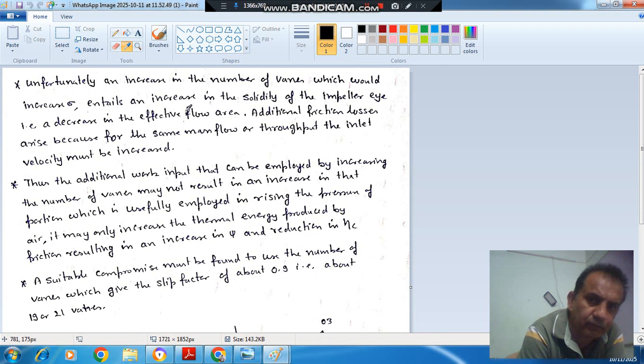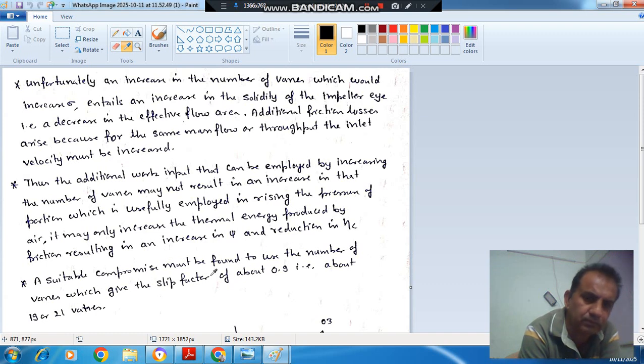Unfortunately, an increase in number of vanes, which would increase this slip factor, entails an increase in solidity of the impeller eye and a decrease in effective flow area. Additional friction losses arise because, for the same mass flow, which is called throughput, the inlet velocity must be increased. Thus, the additional work input that can be employed by increasing the number of vanes may not result in an increase in the portion which is usually employed in raising the pressure of air. It may only increase the thermal energy produced by friction, resulting in increase in power input and reduction in efficiency.